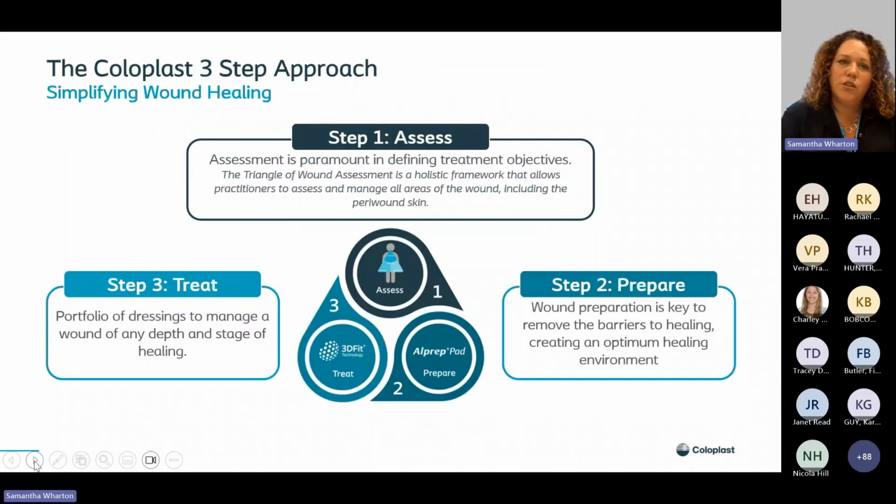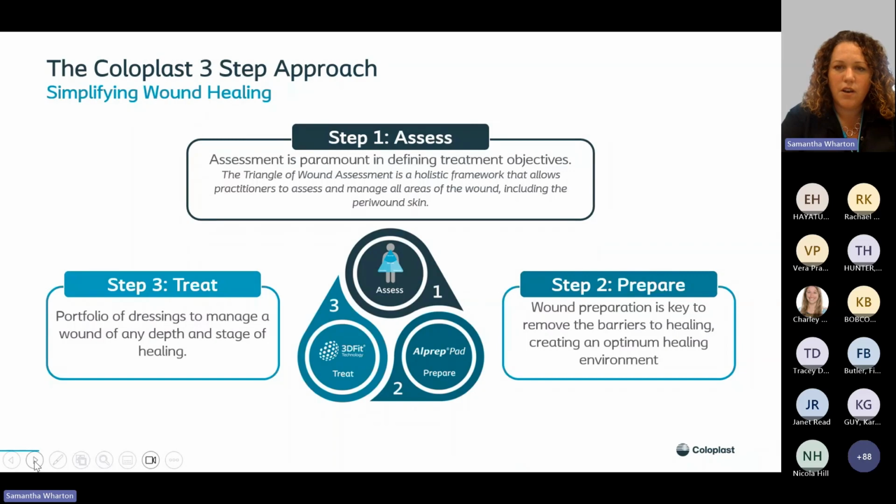So I'd like to introduce you to the Coloplast three-step approach. This is about simplifying wound healing. As clinicians over the years, we've made wound healing really quite complex, but it doesn't need to be. And with these three simple steps, you can move patients into a healing trajectory with their wounds. So step one is the assessment.